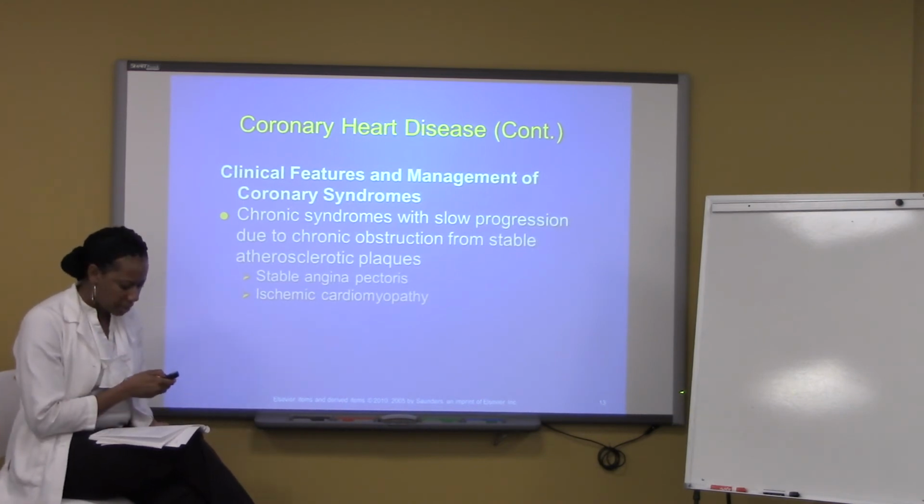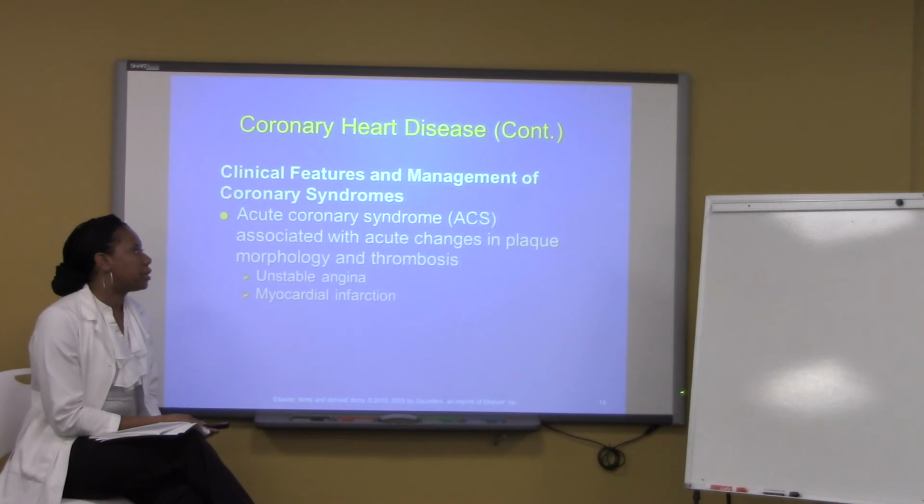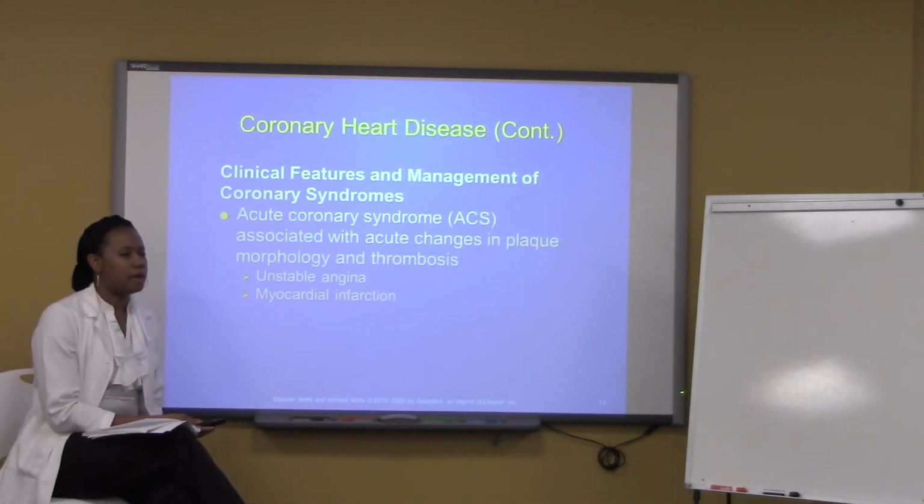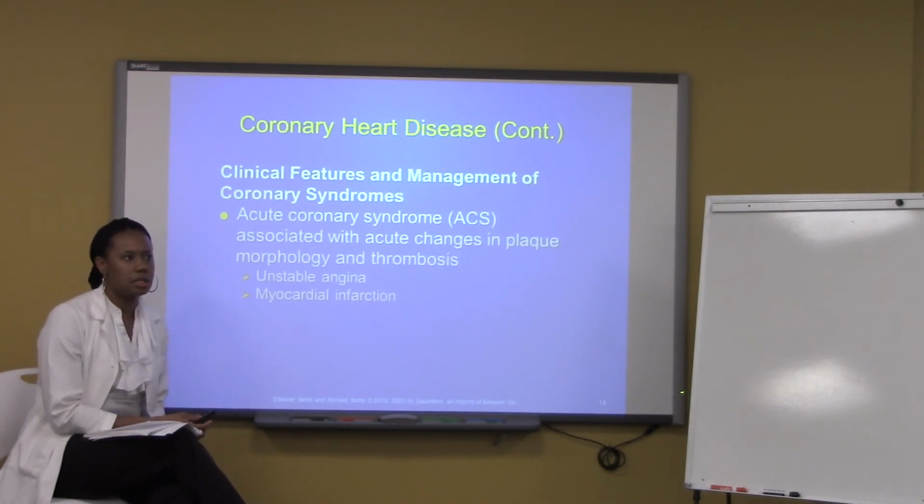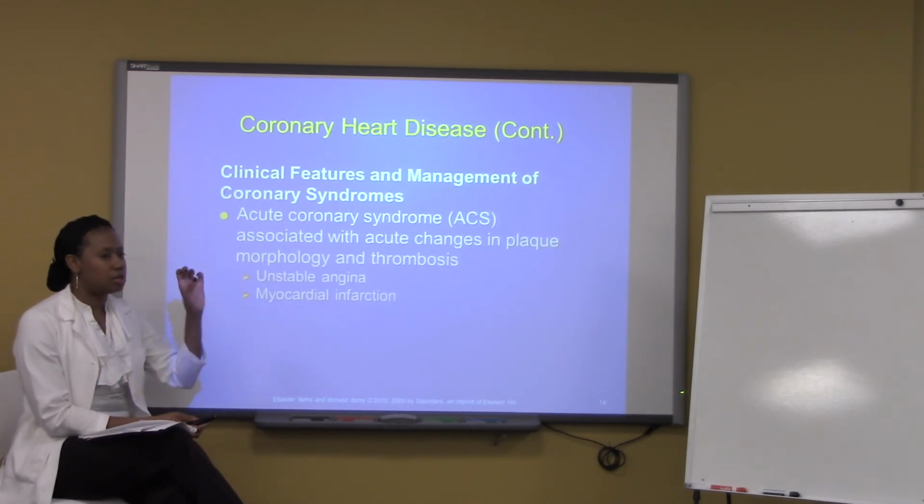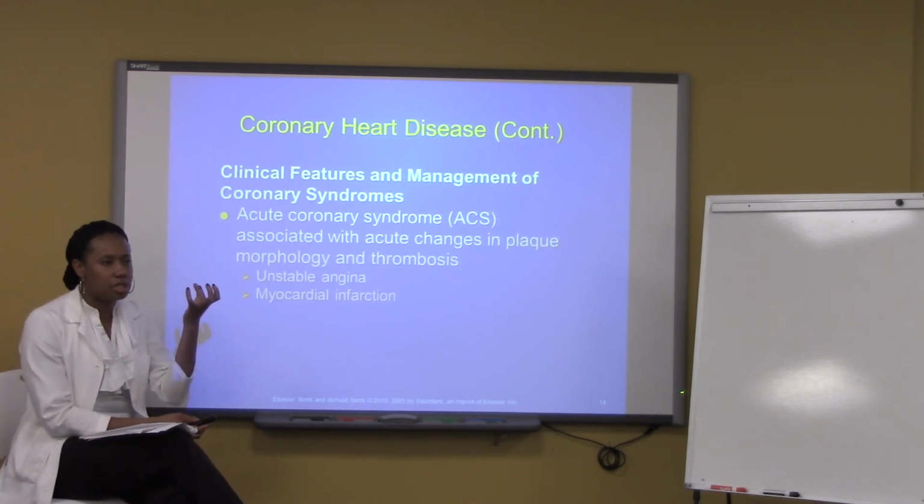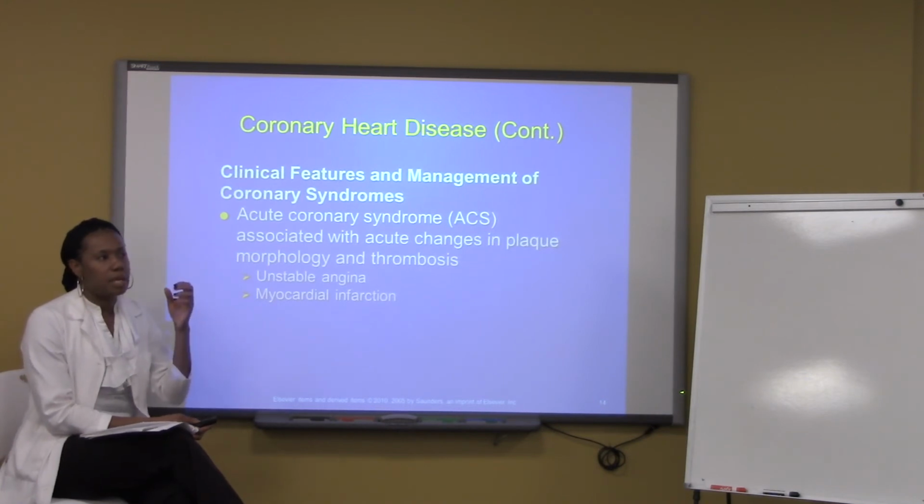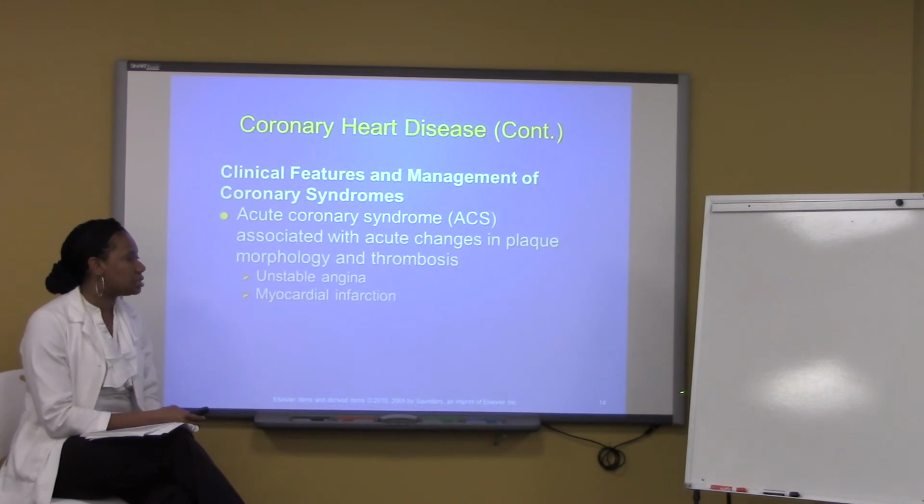Okay. So, in acute coronary syndrome, what we have here are acute changes in a plaque. What can happen here is that this plaque can now change in its shape, the morphology. Maybe it'll get larger. Maybe it will just move somewhere and get stuck, and even the thrombosis.